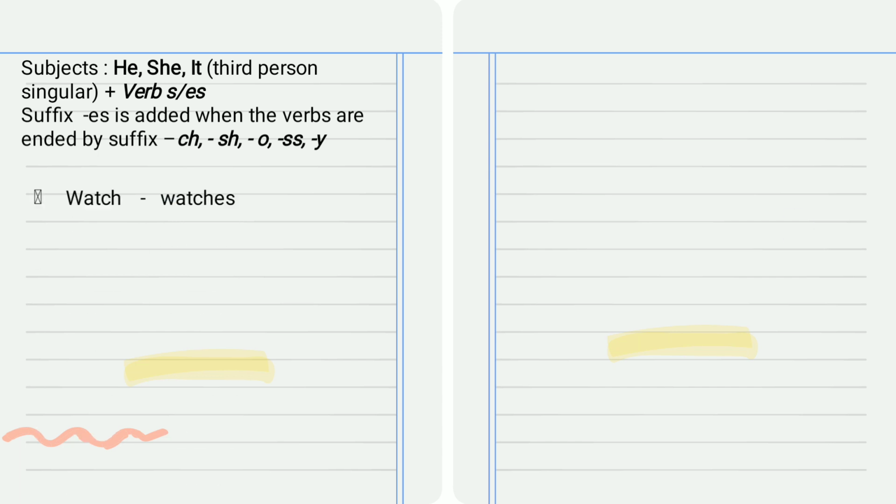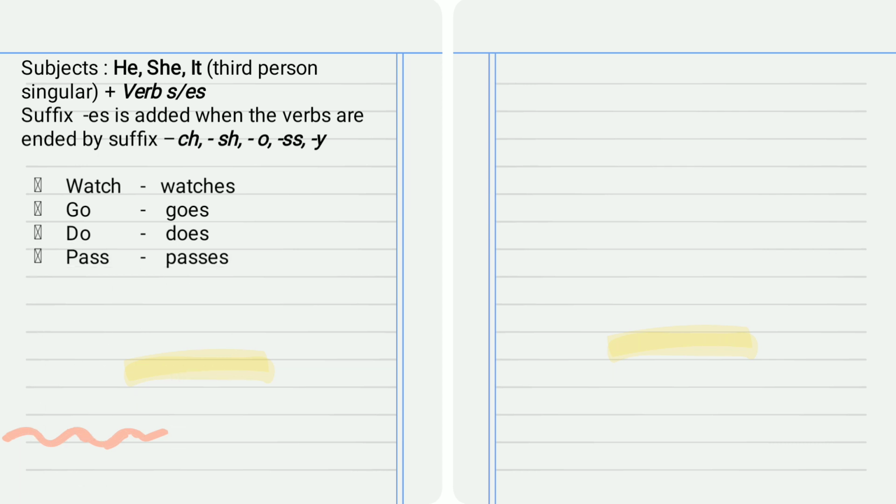Look at this one. Watch. For the verb watch, kata kerja watch di sini berakhiran dengan huruf ch. Here you add es, so it becomes watches. Go, kata kerja ini juga berakhir dengan huruf o, maka kalian menambahkan es menjadi goes. Do becomes does. Pass, passes. Kiss, kisses. Wash, washes. Study, studies.